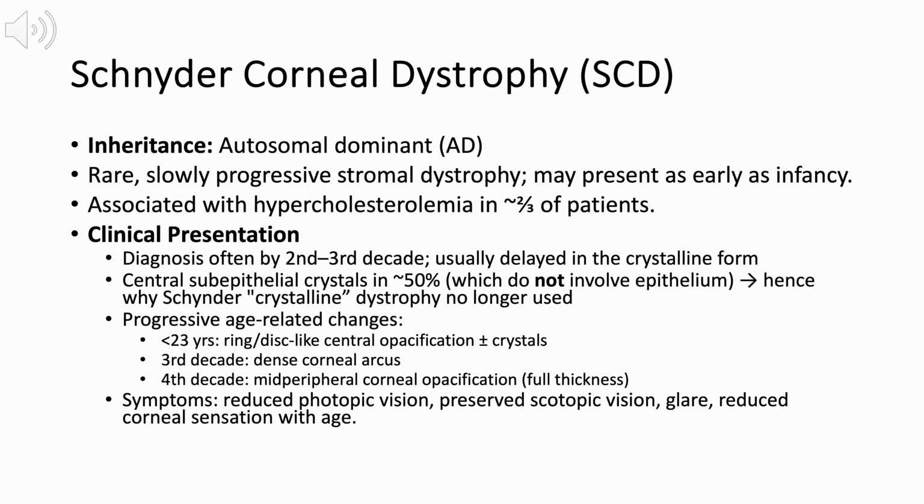The disease shows progressive age-related changes. Before the age of 23, patients may show ring-like or disc-like central opacification with or without crystals. By the 3rd decade, a dense corneal arcus becomes more common, and by the 4th decade, full-thickness mid-peripheral corneal opacification may develop. Symptoms include reduced photopic vision, while scotopic vision is usually preserved. Patients may also complain of glare and progressive loss of corneal sensation with age.